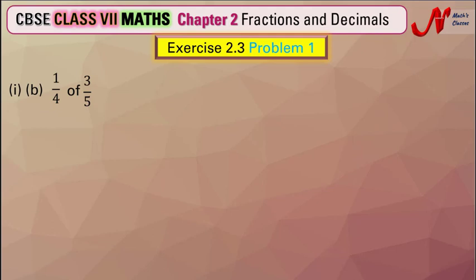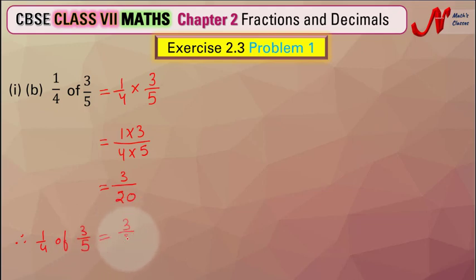Next we solve the first bit B problem. It is given that 1 by 4 of 3 by 5 is equal to 1 by 4 multiplied with 3 by 5. Then we can write 1 into 3 divided by 4 into 5. 1 into 3 is 3, divided by 4 fives are 20. Therefore, 1 by 4 of 3 by 5 is equal to 3 by 20.